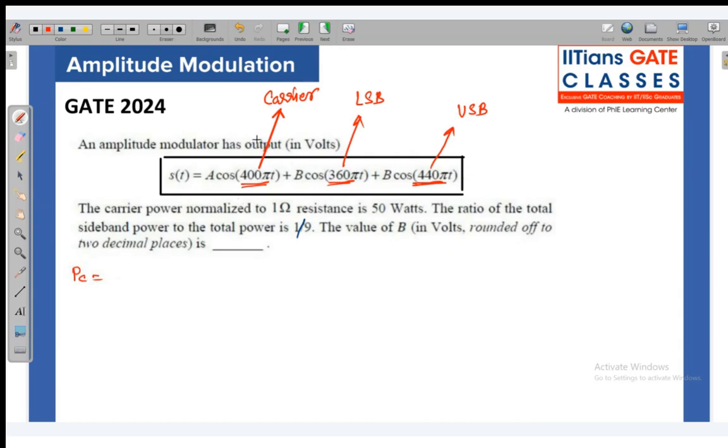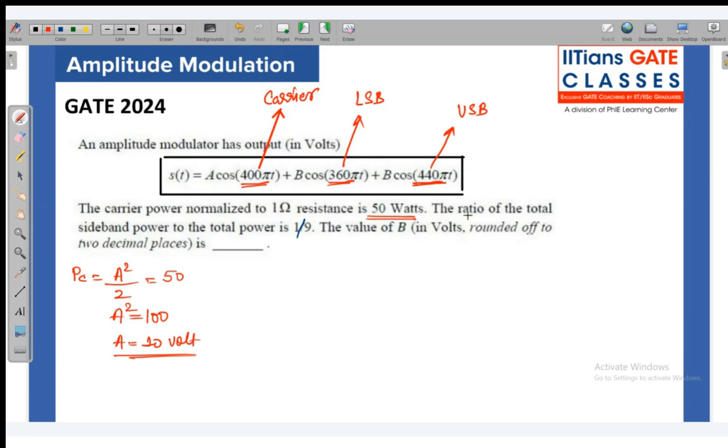Carrier power, if I want to calculate mathematically from this expression, the equation which is given, what is the carrier power? I told you that if there is a cos written, then the amplitude square by 2 is carrier power. Carrier power is given as 50, so equate it to 50. What is the value of A? A square is 100, so A is 10 volt. Correct? So A we have got.